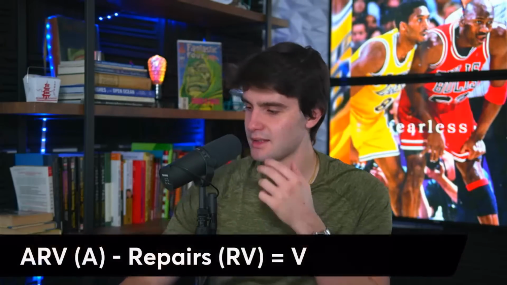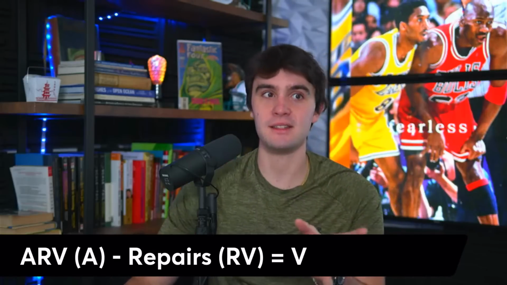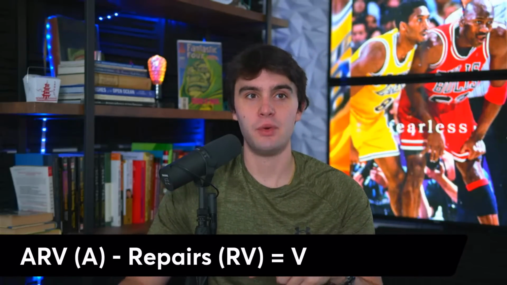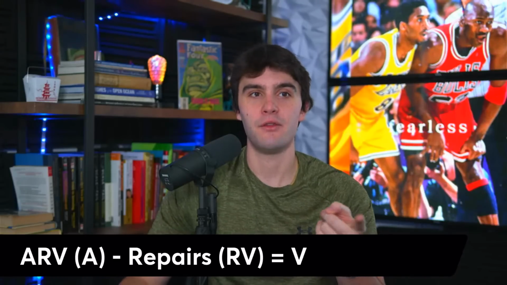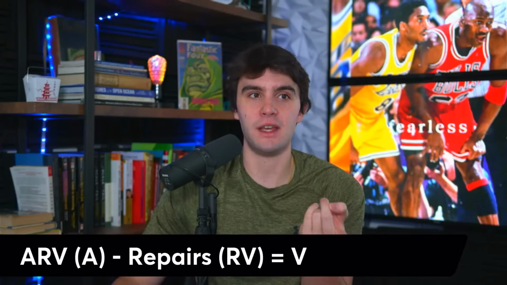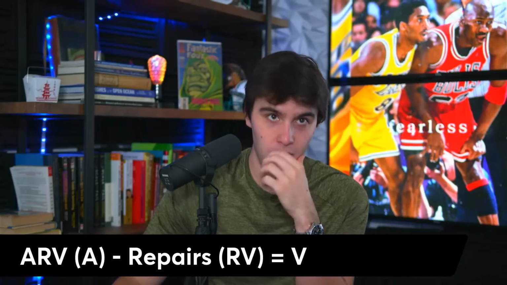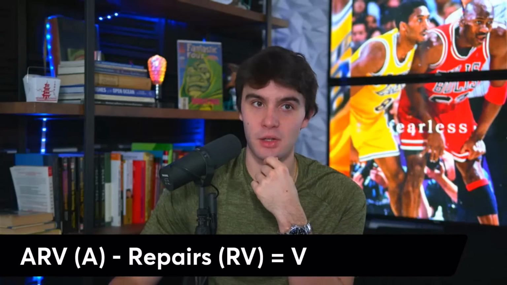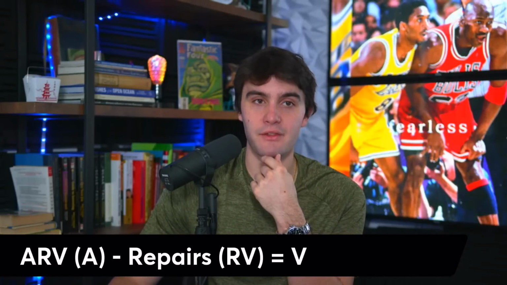So think about it like this. This is a visualization. ARV is A, after repair value. If we take the A out of ARV, it's going to be repair value. The repairs we have to put into it, minus what the thing is worth after, which is equal to V.